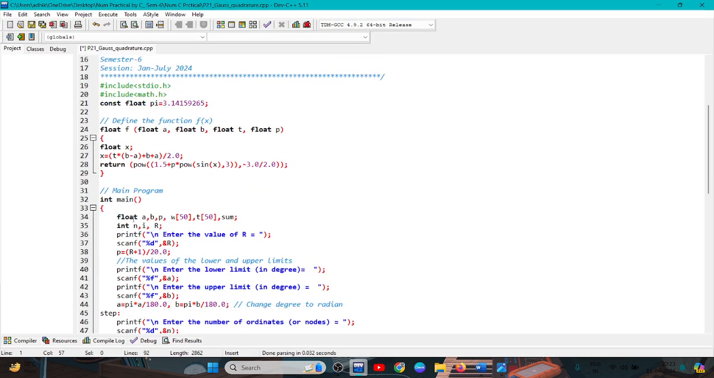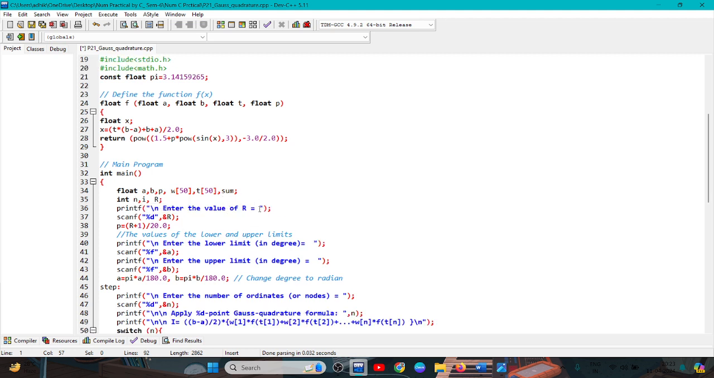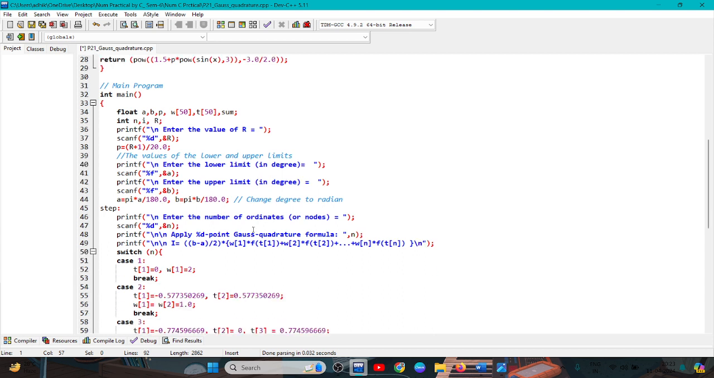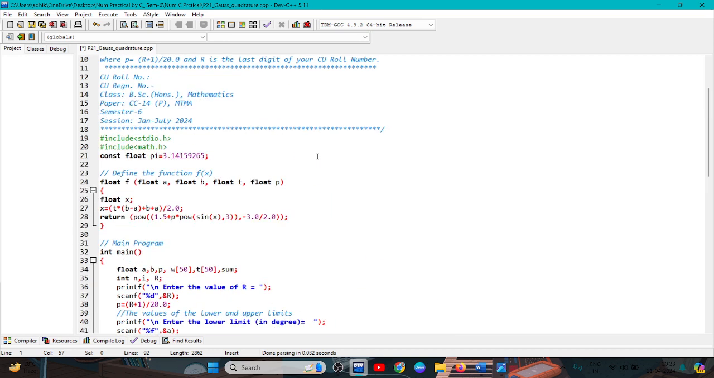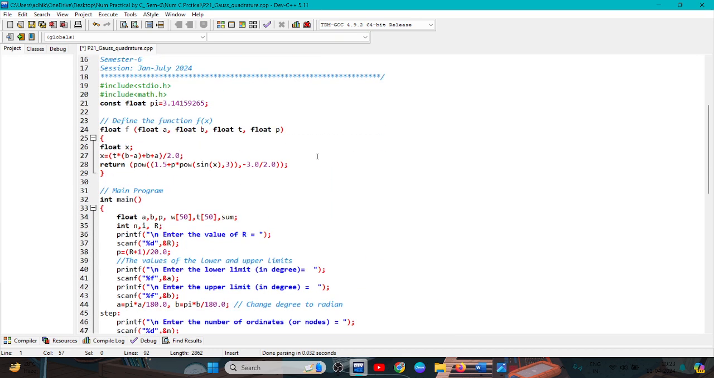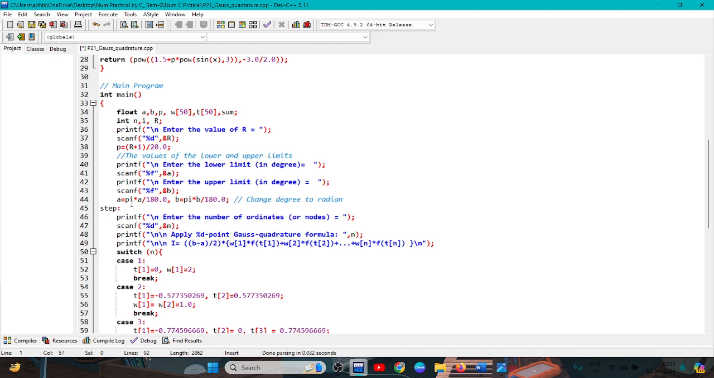And in the main function, float variables a, b, p, w[50], t[50], and some integer variables i and r. Print: enter the value of r, the last digit of your roll number, and p equals (r plus 1) by 20. Then the values of the lower and upper limits: enter the lower limit in degrees, here 15 degrees, and the upper limit is 60 degrees. Then change degrees to radians by a equals pi into a by 180 and b equals pi into b by 180.